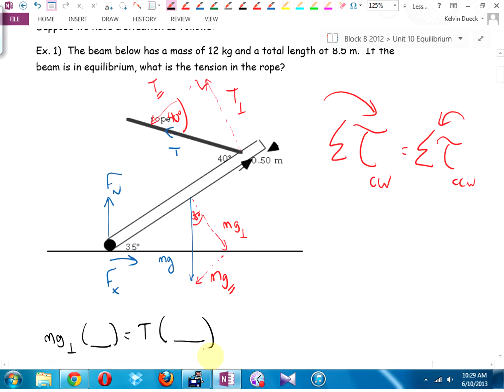Okay. How far is the mass of the beam from the pivot, the center of mass? Where did the 4.25 come from? Oh, they told you the length of the beam in the actual question? So 4.25. And how far from the pivot is tension perpendicular? Careful. 8. Right? It's half a meter from the end of the beam. 8. Oh, and I forgot to put a perpendicular on my tension. My bad.